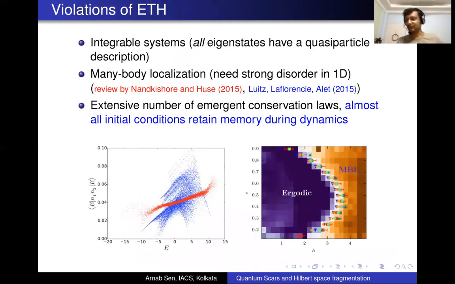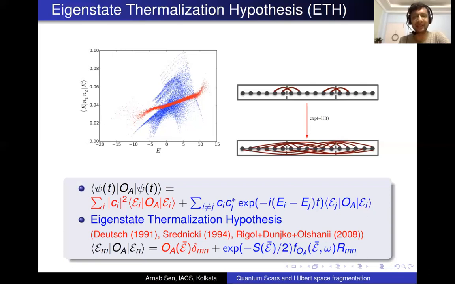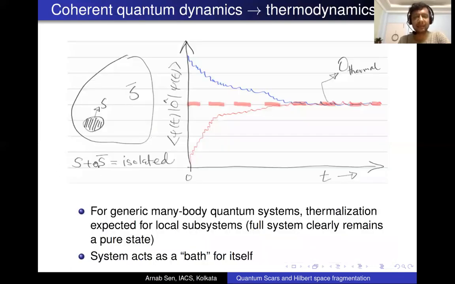Now comes the question which I want to highlight for the rest of my discussion. The question is the following. Are there systems known which violate ETH? So what do I mean by that? Again, I take an interacting theory exactly like this. But now, in spite of the theory being interacting, the rest of the system fails to be a bath for any finite subsystem. Now this is a highly unusual situation.